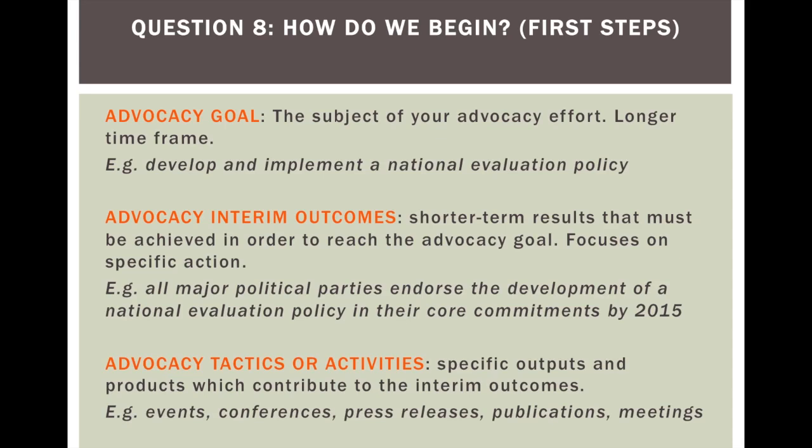Advocacy interim outcomes are shorter-term results that must be achieved in order to reach the advocacy goal. Generally, the time frame for an advocacy interim outcome will be 1 to 3 years. It must focus on a specific action that the organization can take. For example, an advocacy interim outcome can state, all major political parties endorse the development of a national evaluation policy in their core commitments by 2015. Advocacy strategies usually have multiple interim outcomes that are achieved on the way to that goal.